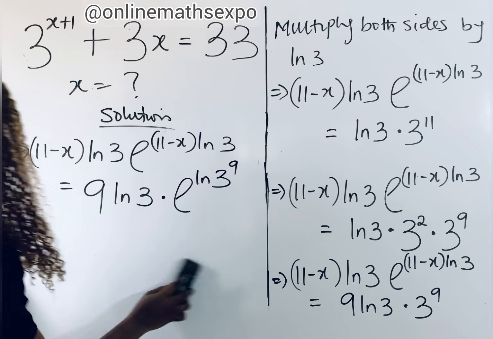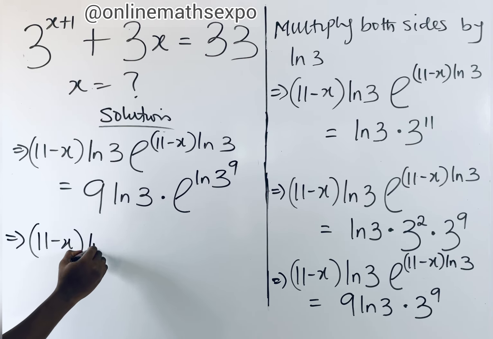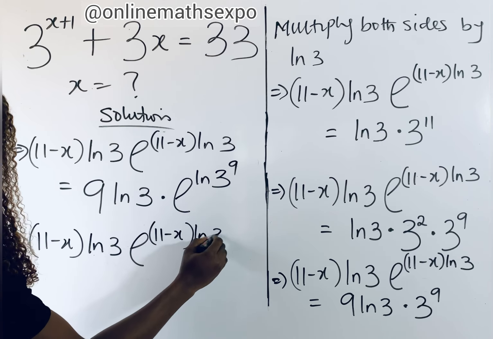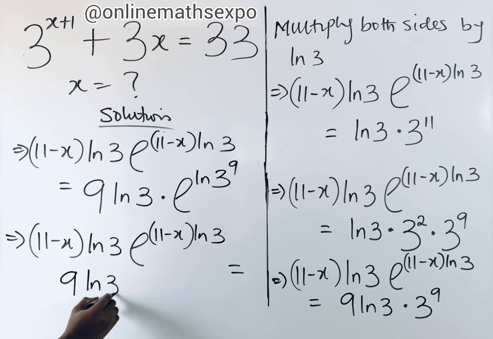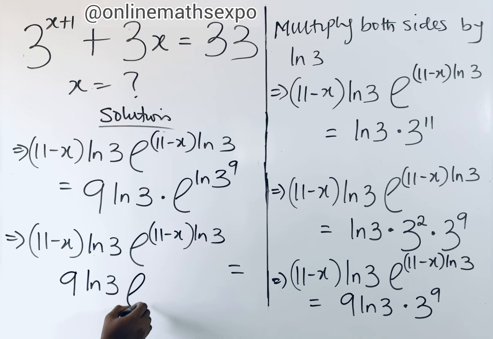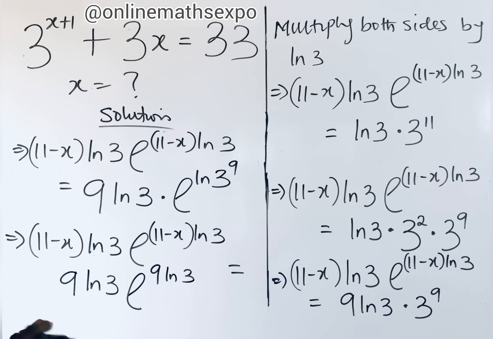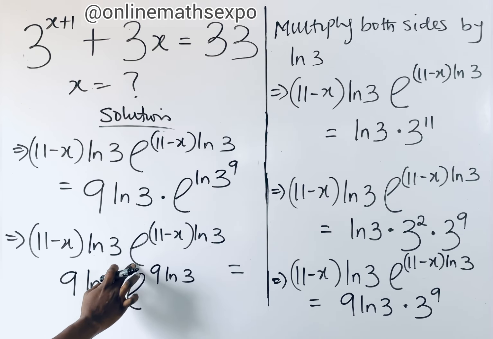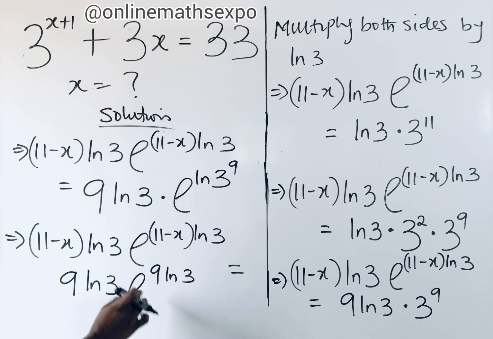So we keep simplifying to have (11 minus x) ln of 3, e to the power of (11 minus x) ln of 3, is equal to 9 ln of 3, then we have this power multiplies the ln, so we have e to the power of 9 ln of 3. Interesting. So what did you observe? You observed that this power is the same as the coefficient, and what you have here is e. And also this power and this coefficient are the same, and what you have here is e.